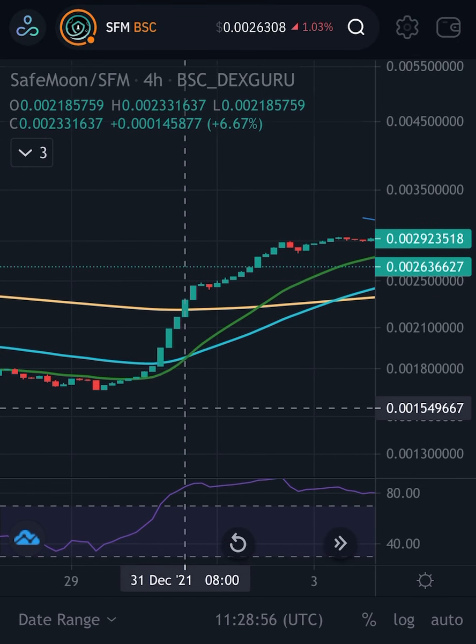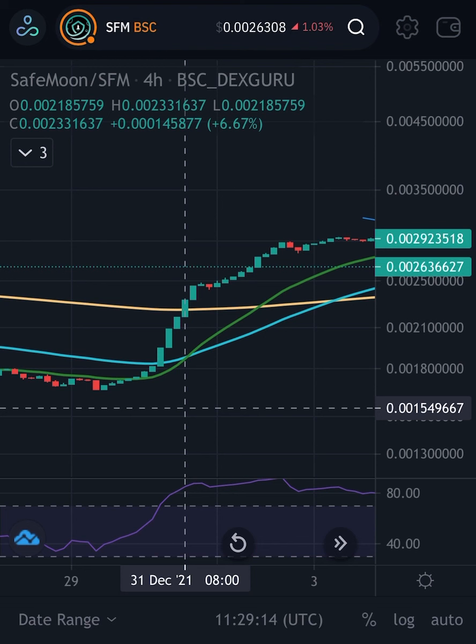The date was the 31st of December. Price was rallying on the last days of December. In the last few days of December, Safemoon price was going parabolic. Now, I want you to pay attention to the behavior of the moving averages.